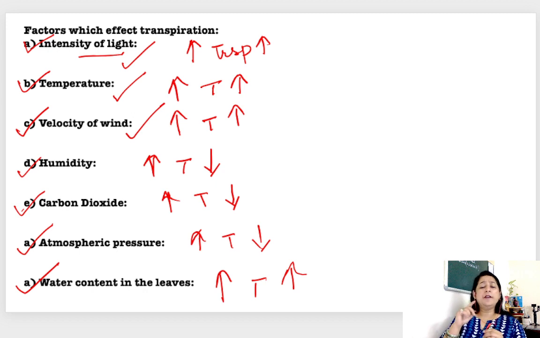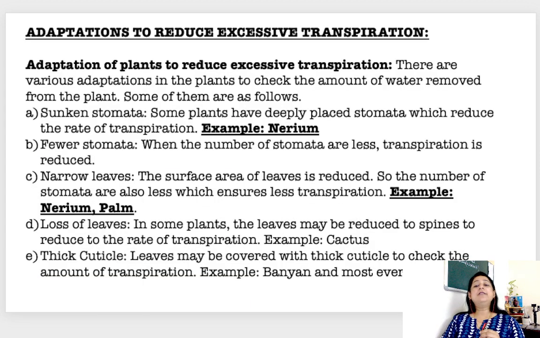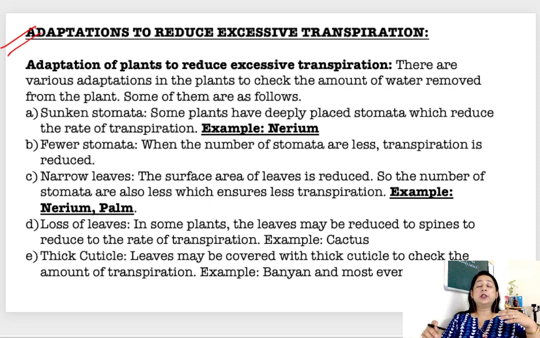You must know which are directly proportional to transpiration and which are inversely proportional to transpiration. Then we have adaptations to reduce excessive transpiration. Why is this done? Because there are certain plants which cannot afford to lose water, maybe due to the place where they are, or maybe due to multiple reasons. So in those plants there are certain adaptations, they are modified in some way so that the amount of water loss is less.